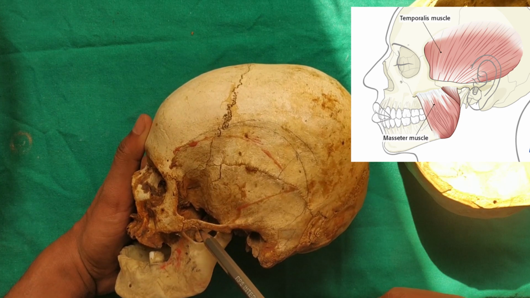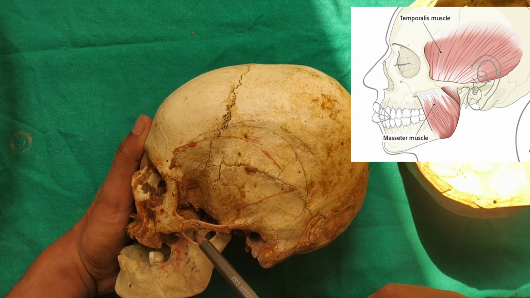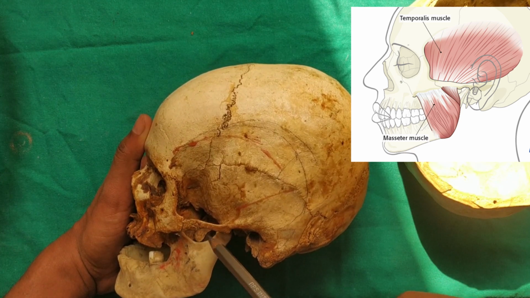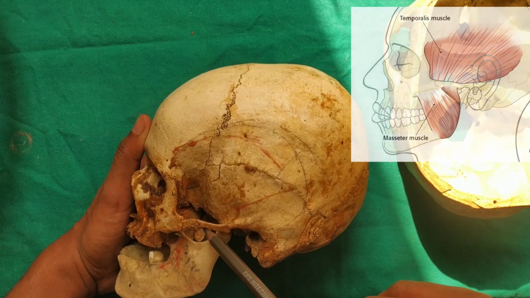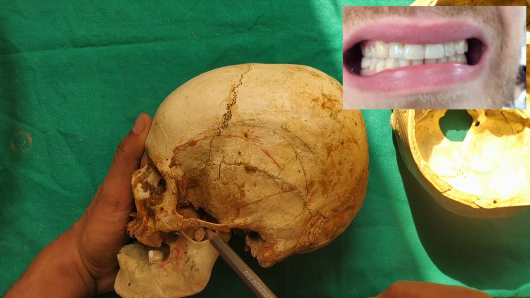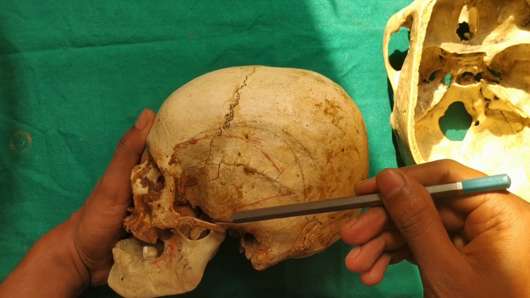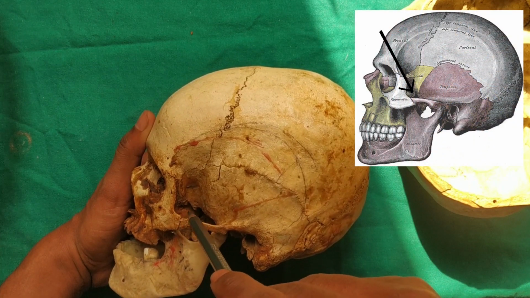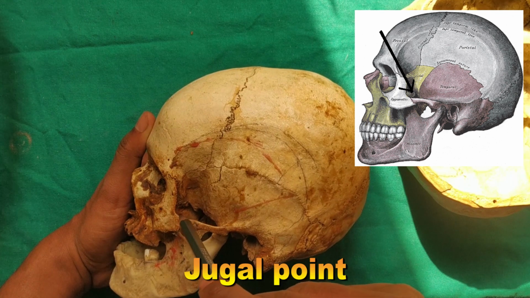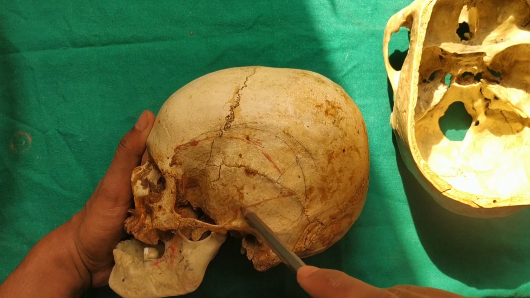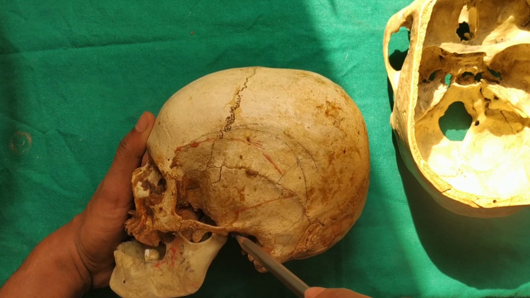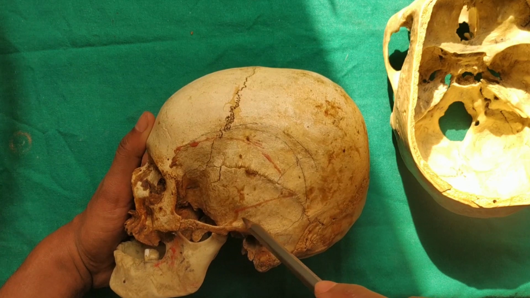You can see here the lower margin of the zygomatic arch. Here we have the attachment of the masseter muscle, and the contraction of both the temporalis and masseter muscles may be felt by clenching of the teeth. The lateral surface of the arch is subcutaneous, and the anterior or upper end of this zygomatic arch is called the jugal point. The posterior end of the zygomatic arch is attached to the squamous part of the temporal bone.